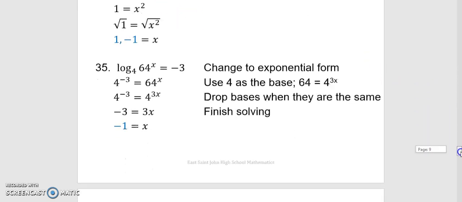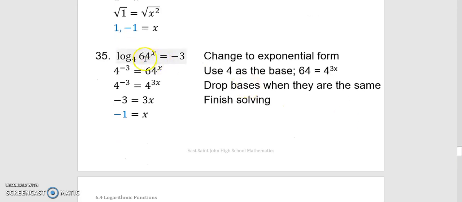Number 35, we have log base 4 of 64 raised to the x power equals negative 3. So there are a couple of different ways we can go about this problem, but here we want to change it to its exponential form and then solve the exponential equation from there. So we'll put 4 raised to the negative third power equals 64 raised to the x power, and from here we can see that 4 can be used as a common base.